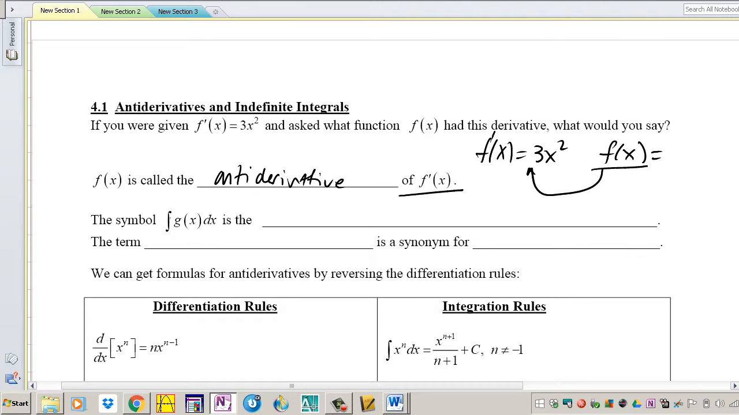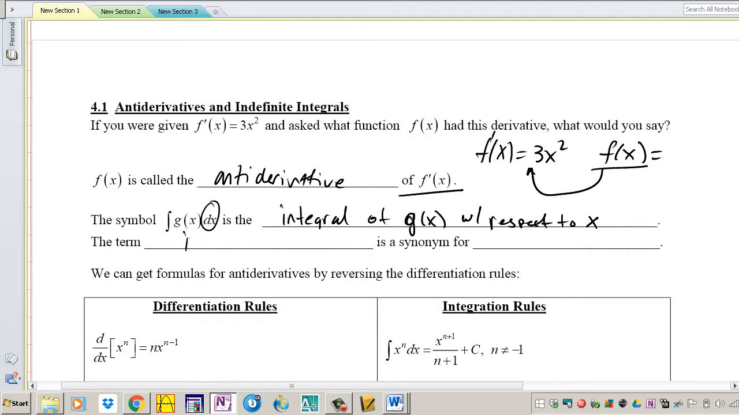The symbol, this elongated s, g of x dx, is called the integral of g of x with respect to x. That is what the dx means. It means that you're integrating with respect to x. In other words, if you had another variable there, you can't do it yet. That is going to be part of your Calculus 2 or Calculus 3 class.